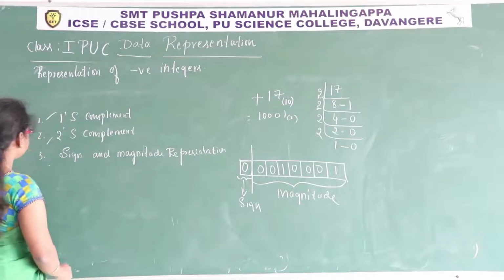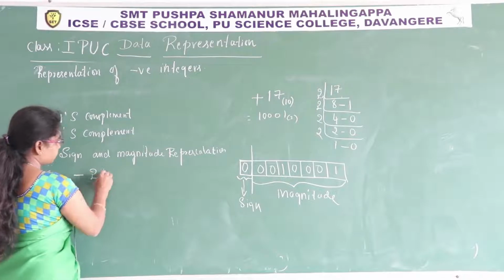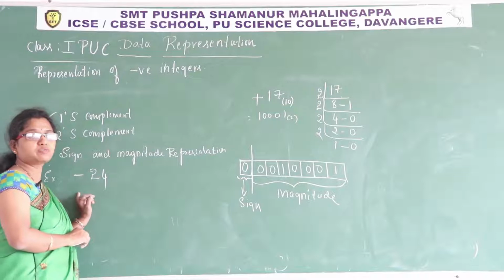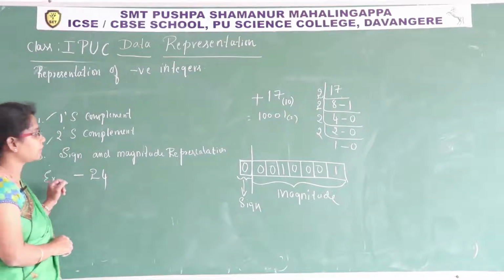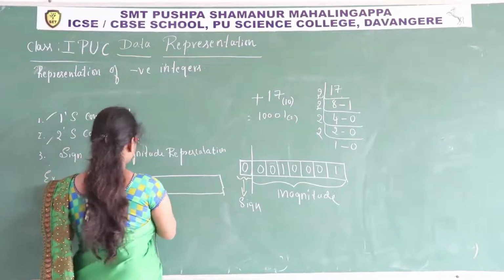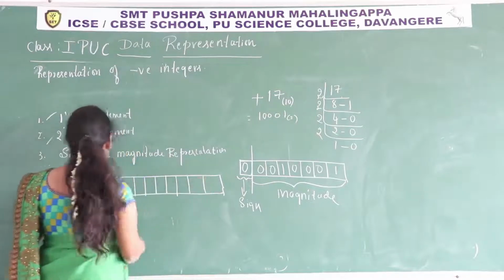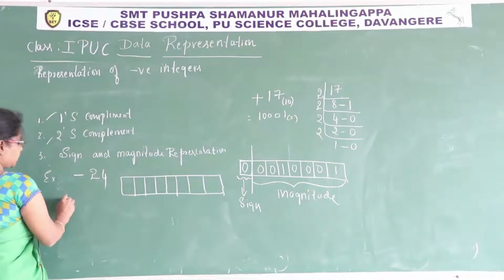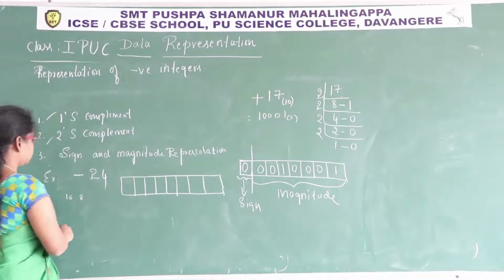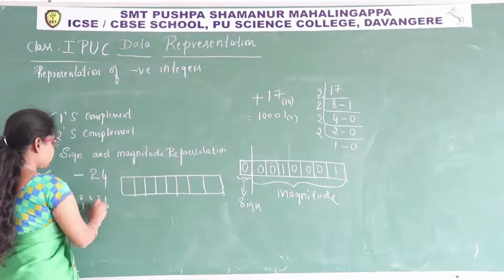So next, another example, minus 24. Let us see, is it possible to represent minus 24 in 8 bits in sign and magnitude representation? 1, 2, 3, 4, 5, 6, 7, 8. So 24: 16 plus 8 is 24, then 4, 2, 1. So 1, 1, 0, 0, 0. 5 bits are enough.